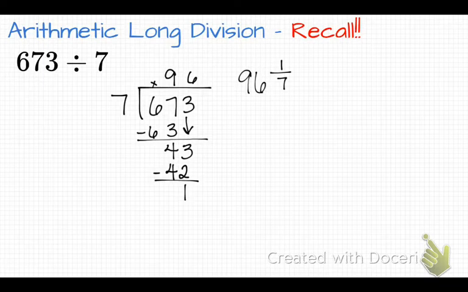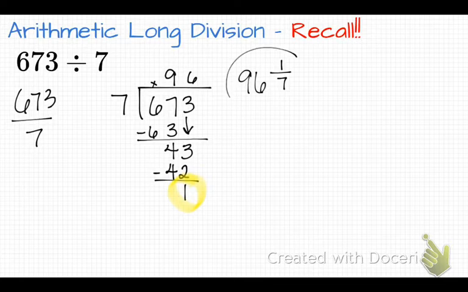Why did I write 96 and 1/7? Yeah, because the remainder is 1 and 7's my denominator. Because if I wrote this as a fraction, it's 673 divided by 7. 7 is the number that I'm dividing by, okay? So when I have a remainder, I'm going to write the remainder over whatever I divided by. Does that make sense? Is that okay? Because we're going to use that right now.